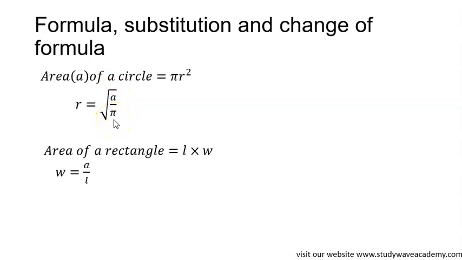Do you understand? We also have the area of a rectangle. The area of a rectangle, to get it, is length times width, right? If you are looking for the width, it will be width is equal to the area over length. So this is how formulas are changed, okay? Do you understand? I hope we are not confused.